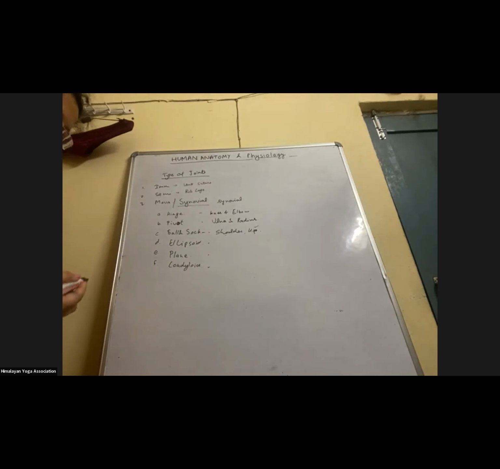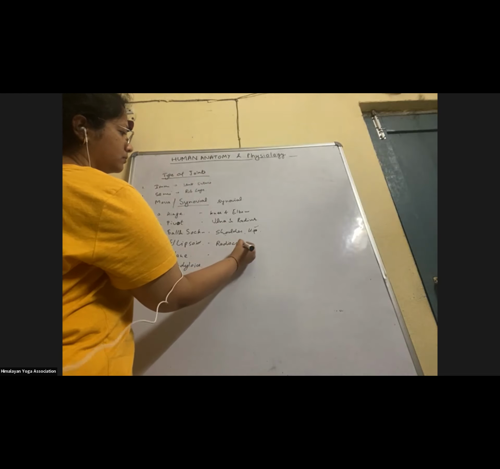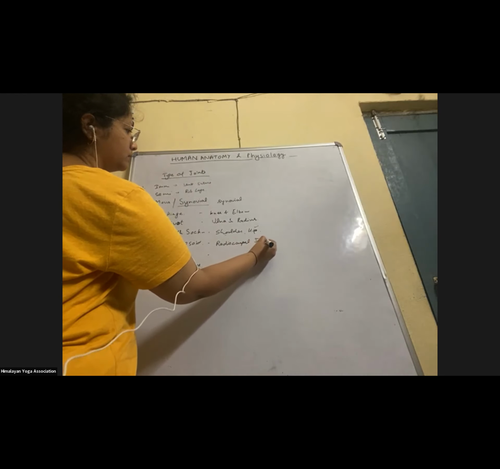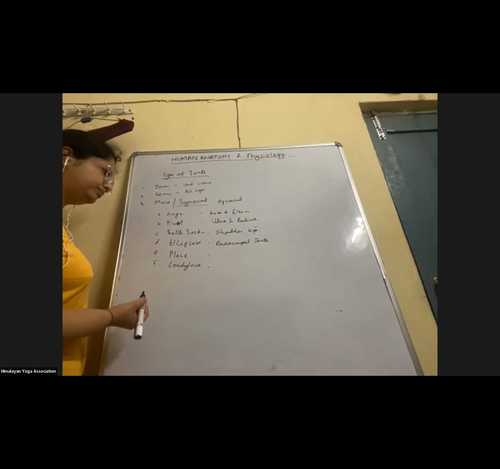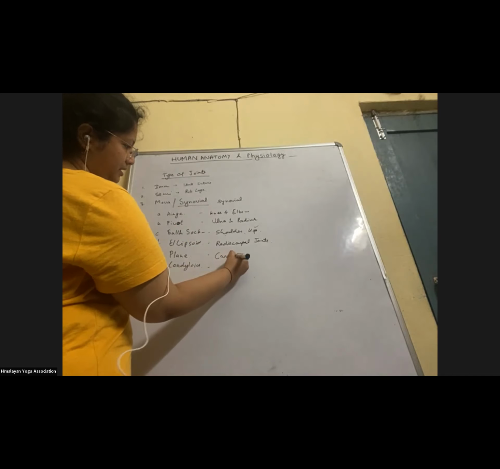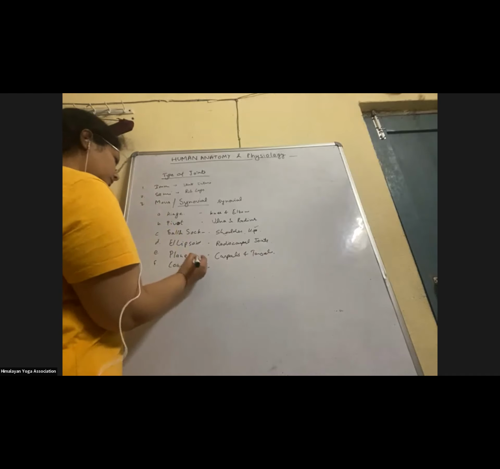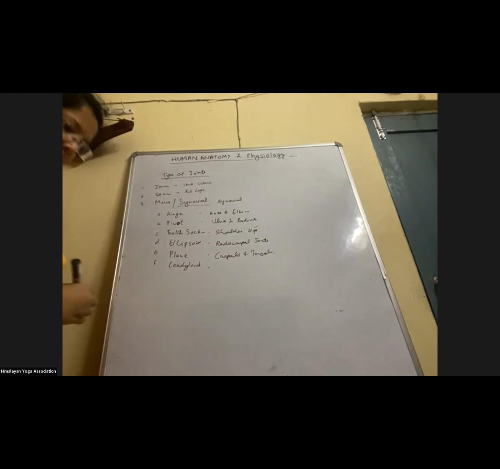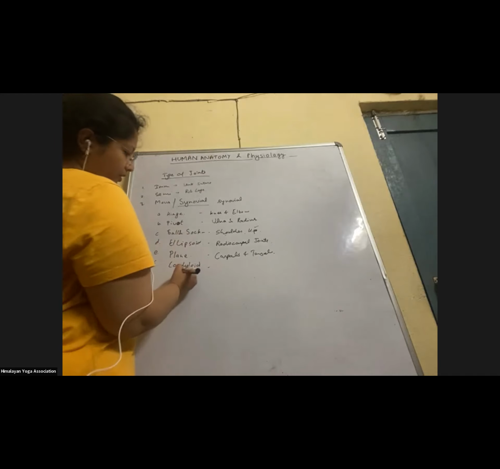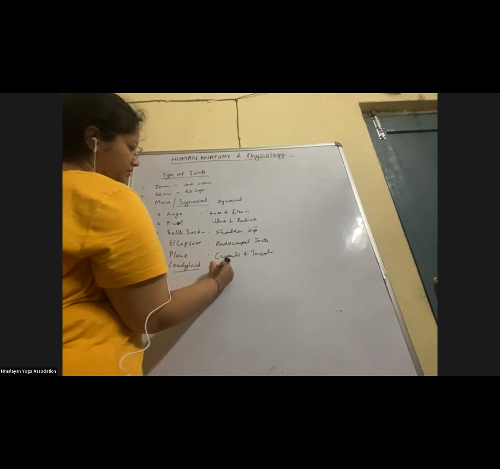Example of ellipsoid: the wrist, the radiocarpal joint. Plane: your hands and feet, carpals and metatarsals, and tarsals. Condyloid: phalanges. Condyloid is that there is no rotation, like in the phalanges, in the fingers.